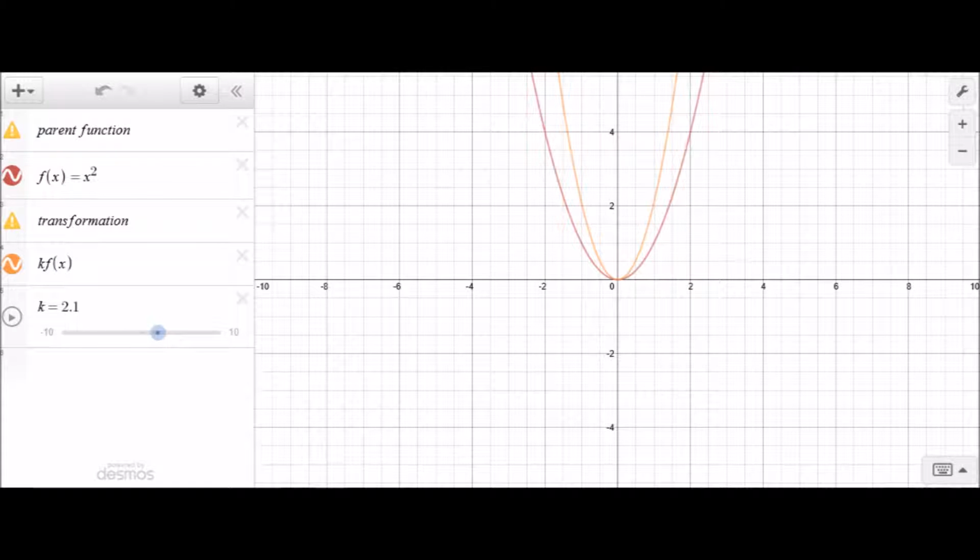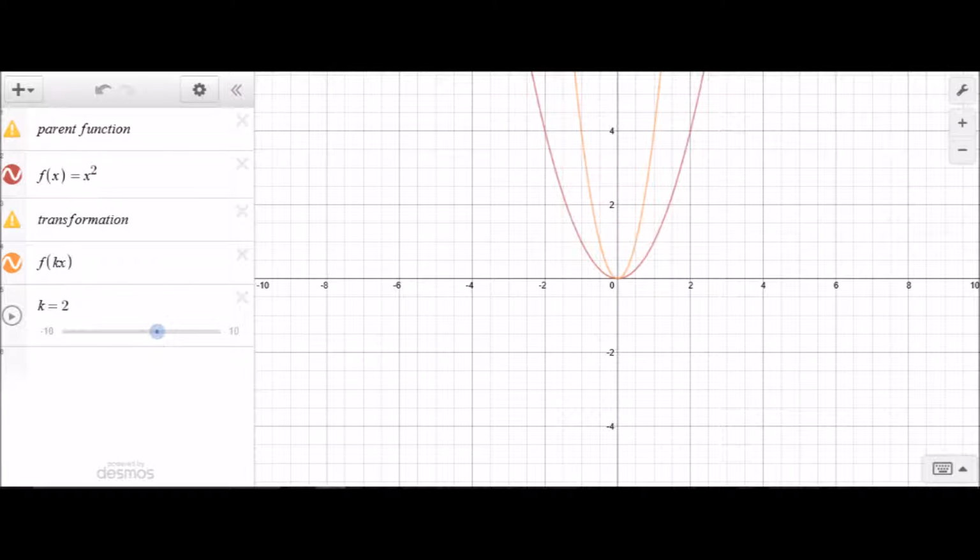The next function notation is k times f of x. If k is positive, the parabola opens above the x-axis. But if k is negative, the function opens below the x-axis, as a downwards U, sorry. The next function notation is f of kx, where if k is positive the parabola stays above the axis and becomes thin or thick. If k is negative, it stays above the x-axis and becomes either skinny or thick as well.